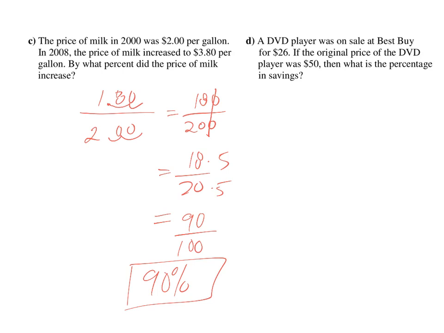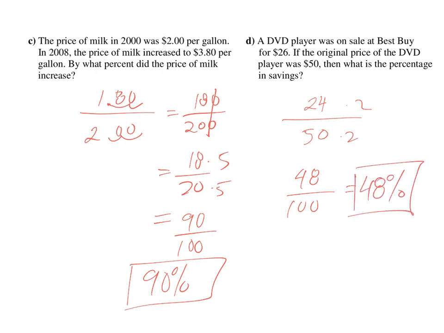A DVD player was on sale at Best Buy for $26. If the original price of the DVD player was $50, then what is the percentage in savings? What's the change in price? It's $24. And what was the original? The original was 50. So just multiply top and bottom here by 2. 48 over 100, so 48%. That's a pretty good deal if you're saving 48% off the original price.